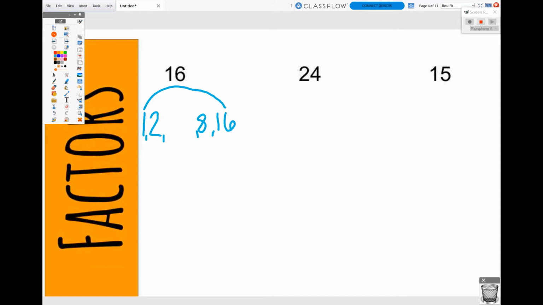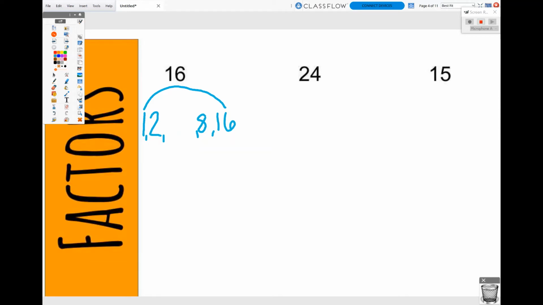Okay, now I'm going to go with my next number, which would be 3. So let's think, can 3 times anything give us 16? If we're not sure, you can skip count by 3 and see if you land on 16. So I have 3, 6, 9, 12, 15, 18. And we skipped right over 16, so that tells us that 3 times anything does not give us 16.